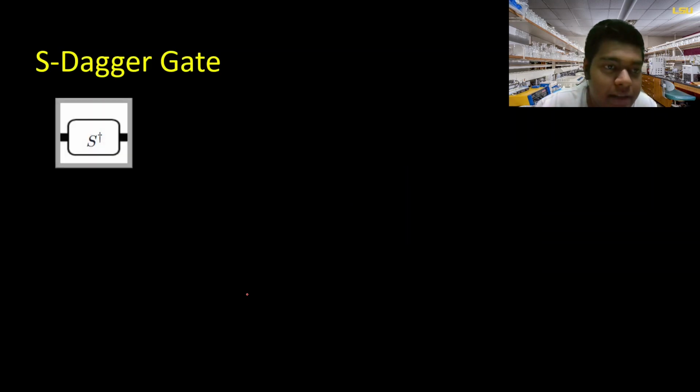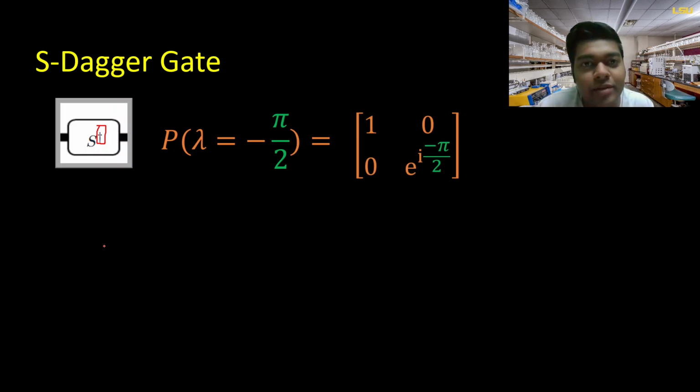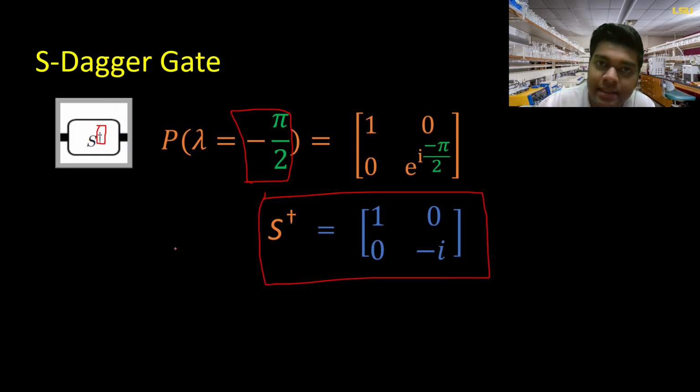You can see symbolically a little dagger here. It's not a prime, it's a dagger, and that's where the name S-Dagger gate comes from. If you talk about the matrix, it's just another special case of the phase gate, but the difference is that you have minus pi by 2 here. It was just pi by 2 for the S gate, but it's minus pi by 2 for the S-Dagger gate. If you just solve it, what you get is this. So this is the matrix that represents the S-Dagger gate.